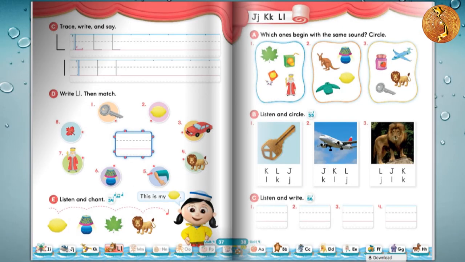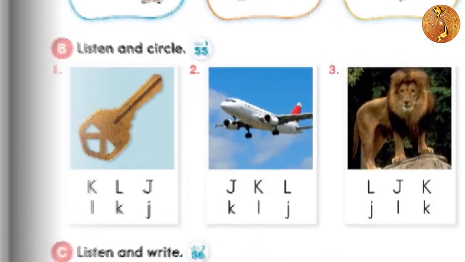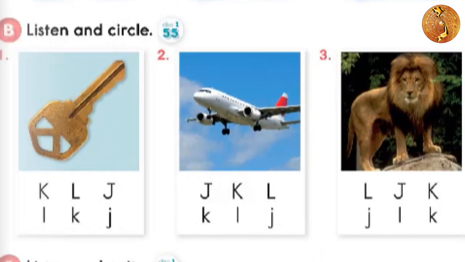Page 38. The letters J, K, L. B. Listen and circle. 1. Key. 2. Jet. 3. Lion.